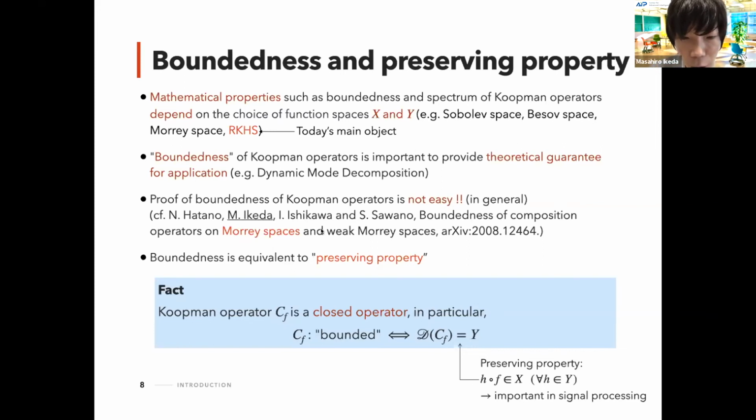And boundedness is equivalent to the so-called preserving property. So I will explain one fact. The Koopman operator is a closed operator. And by using the closed graph theorem, we can get the following: C_F is bounded if and only if the domain of C_F is equal to Y. This is the so-called preserving property, which is important in the field of signal processing. So to prove boundedness, it suffices to prove this preserving property.